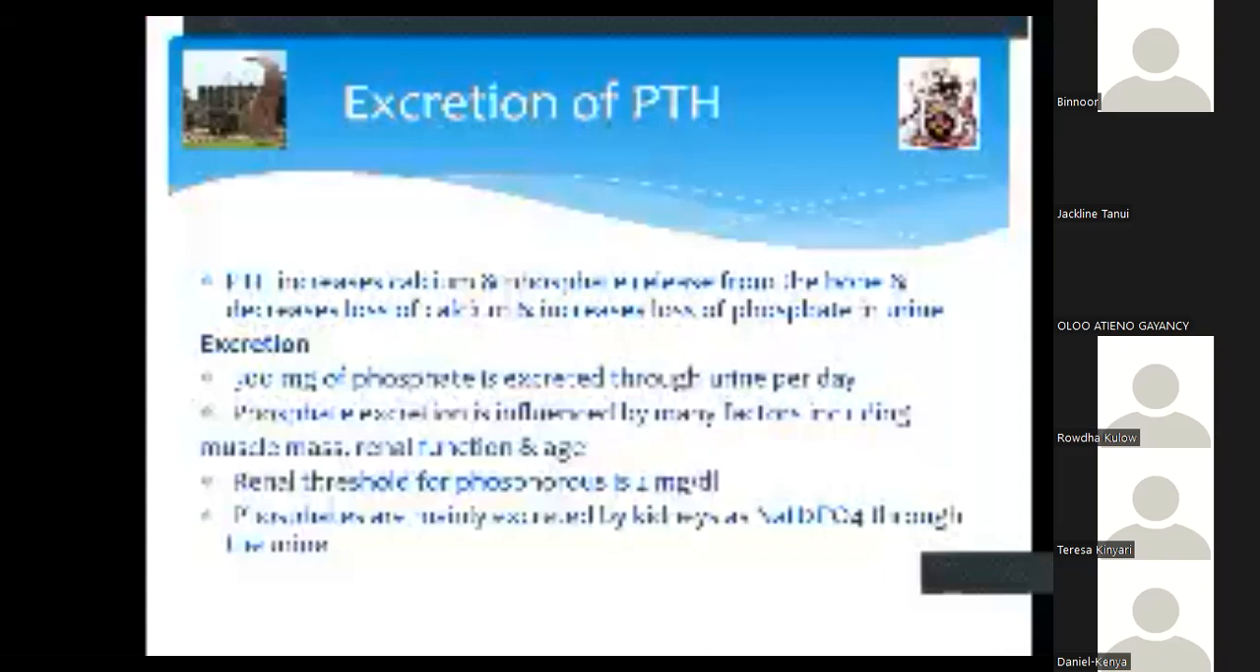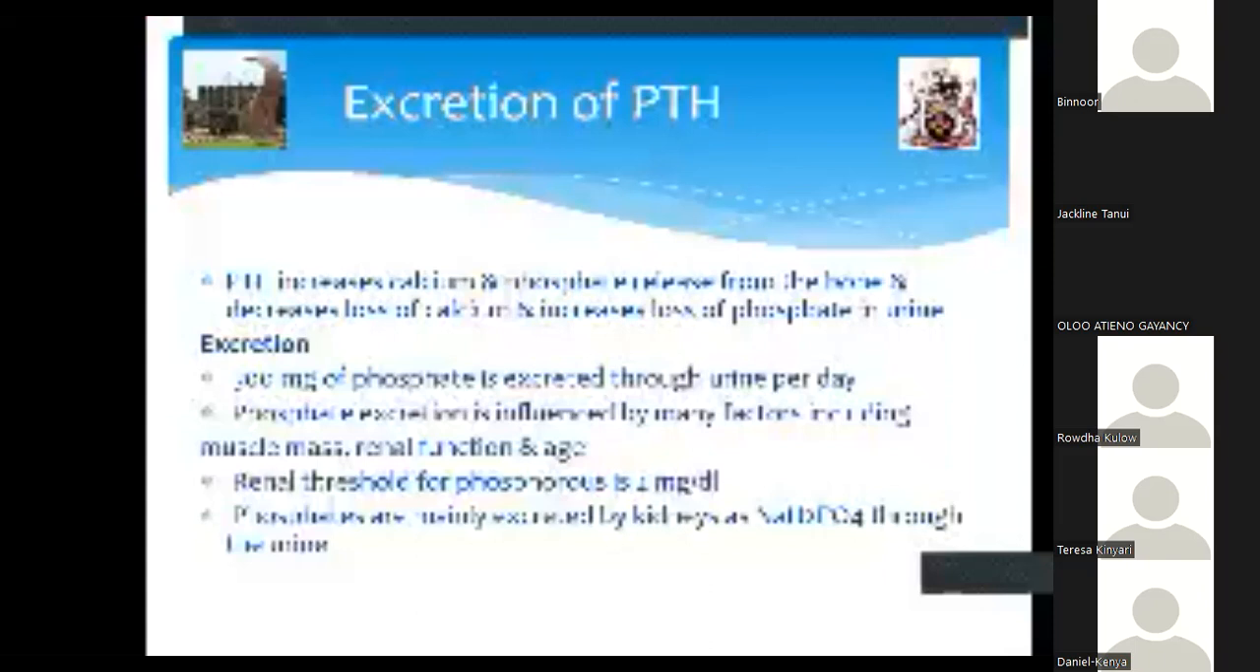On excretion, 500 milligrams of phosphate is excreted through the urine every day, and the phosphate excretion is influenced by many factors including muscle mass, renal function, and age. The renal threshold for phosphorus is about 2 milligrams per deciliter. If the plasma levels exceed 2 milligrams per deciliter, then you get phosphaturia. And we normally say that PTH has a phosphaturic effect.